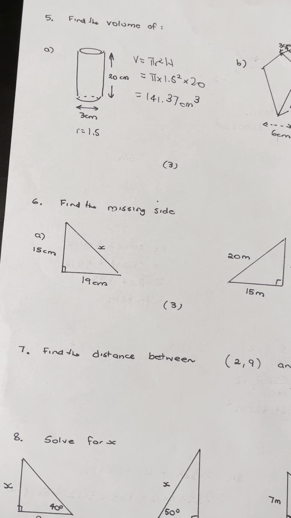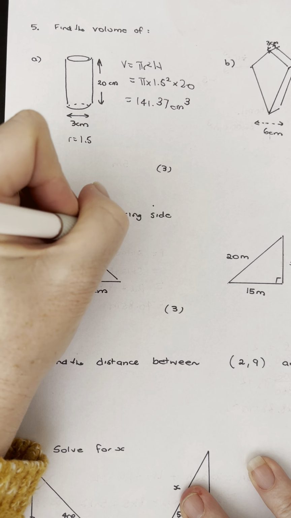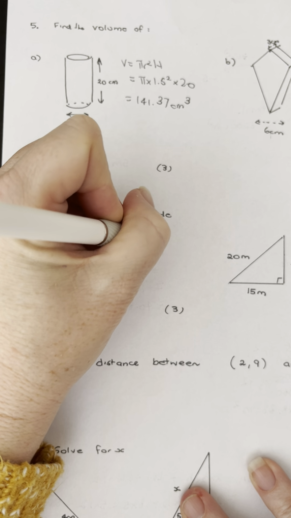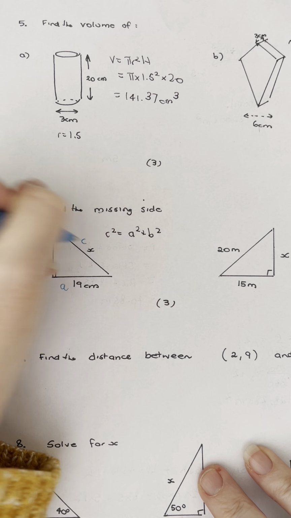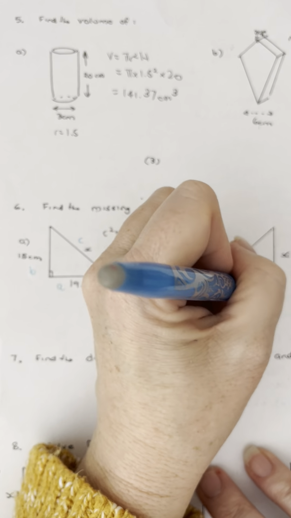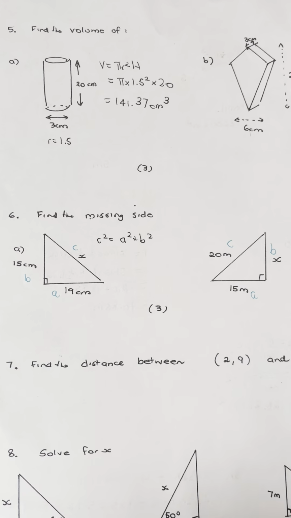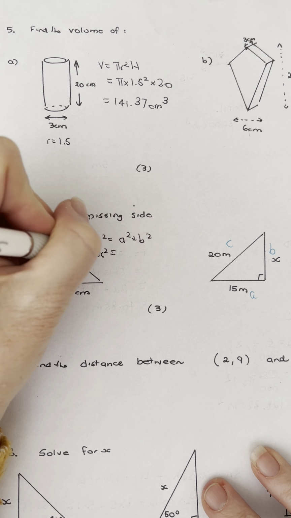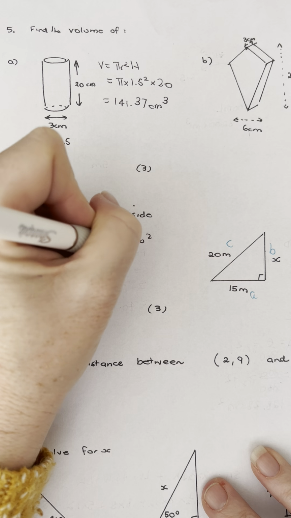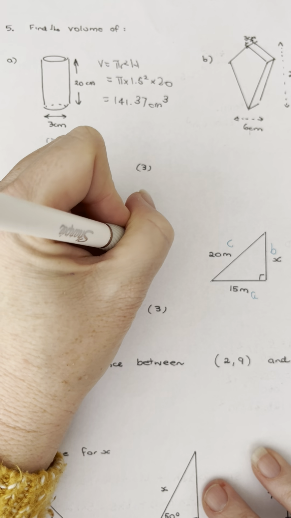Then I've got two plain Pythagoras theorem questions. So I've got c squared equals a squared plus b squared. I need to label my triangle with the ABC. So I've got A, B, C. I'll do this one while I've got the blue pen in my hand. A, B, C. So then I've got x squared is equal to 19 squared plus 15 squared.